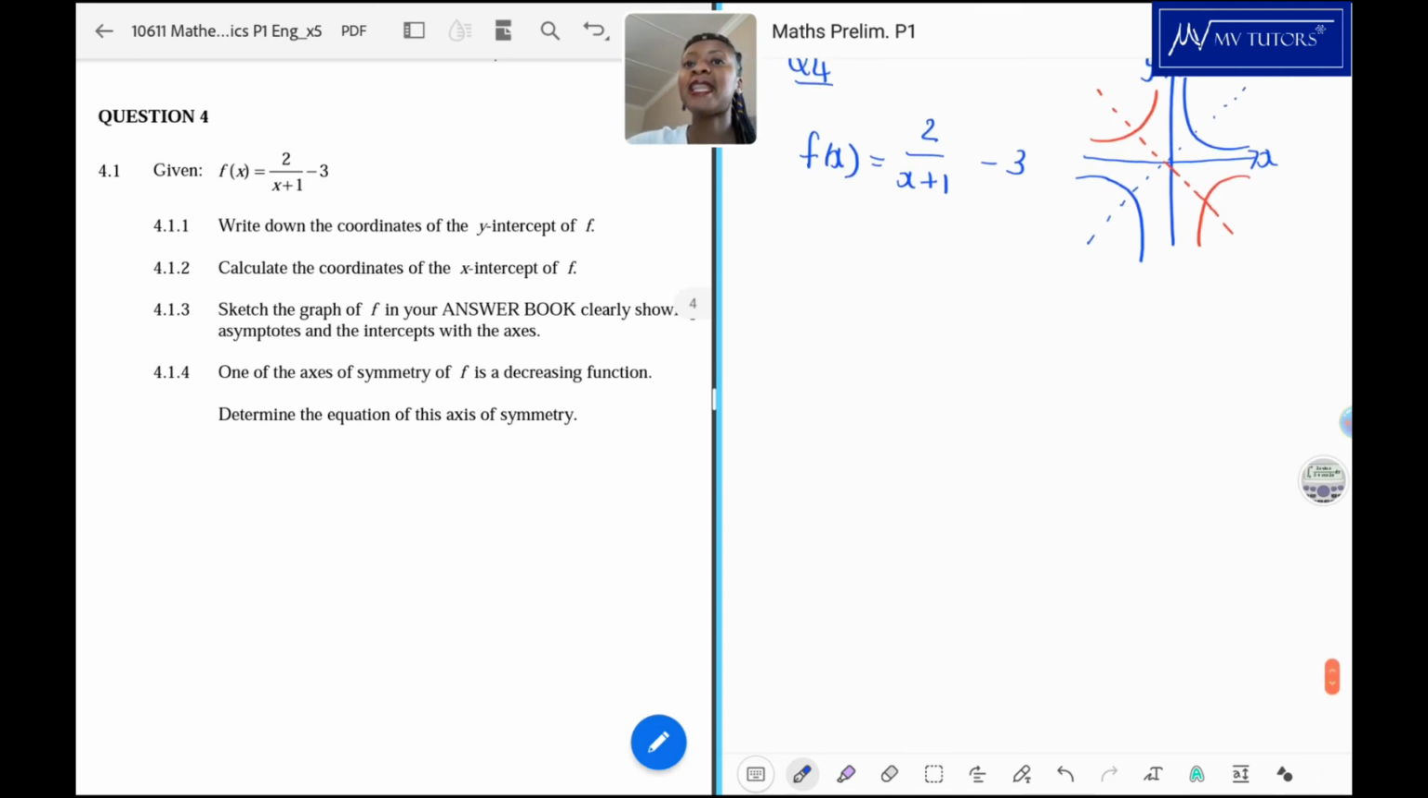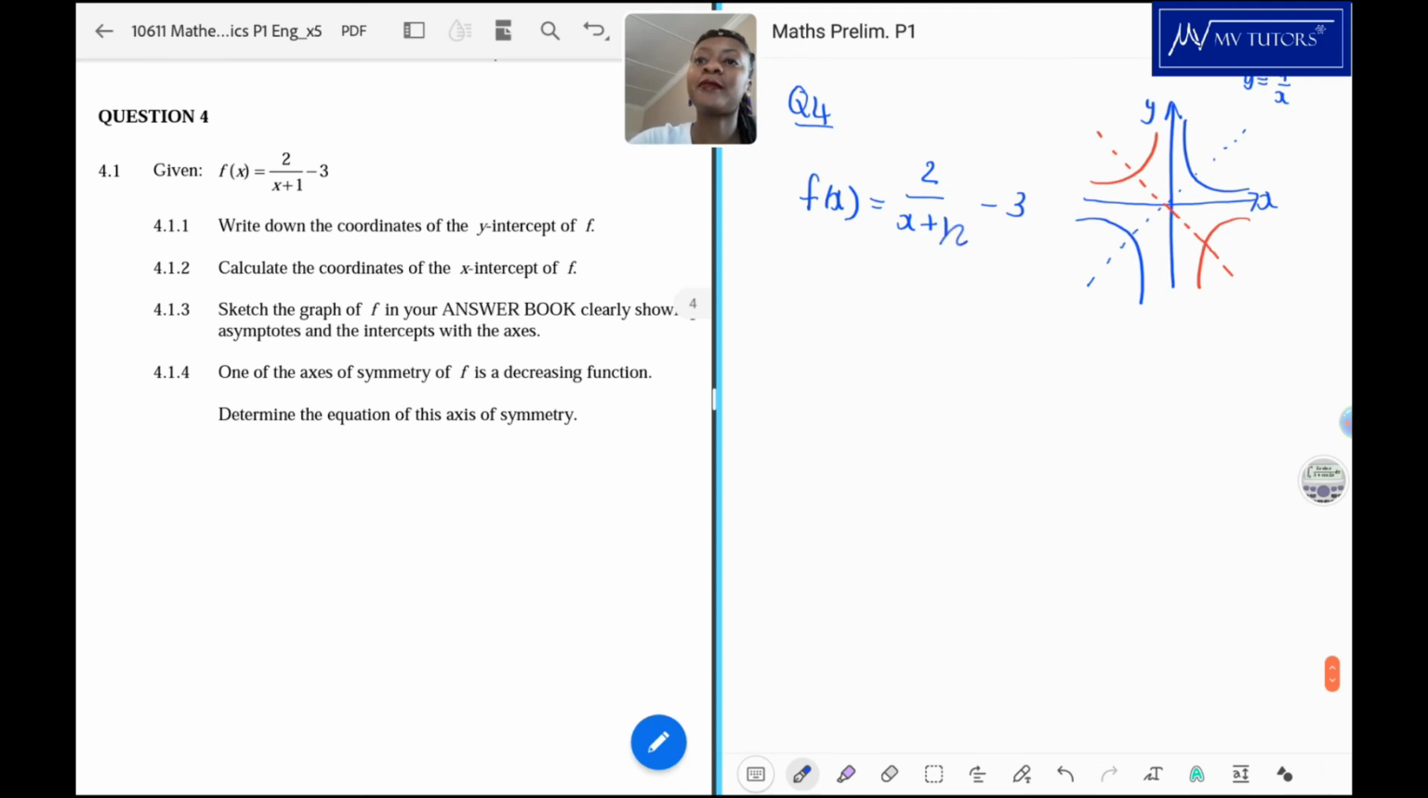And then we have the plus 1, which is a horizontal shift, so it has been shifted 1 unit to the left. Horizontal shifting is like opposite. So if it's plus 1, it's shifted 1 unit to the left. And minus 3 just means it has been shifted 3 units down. So that one is basic and straightforward.